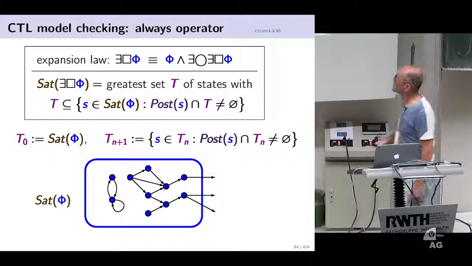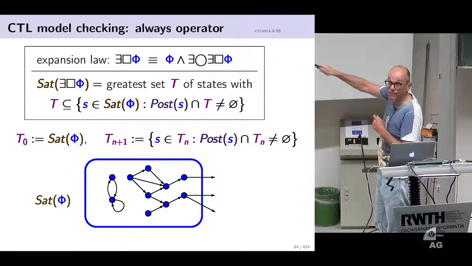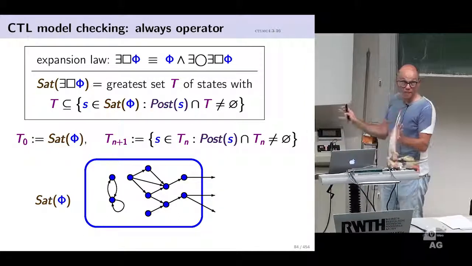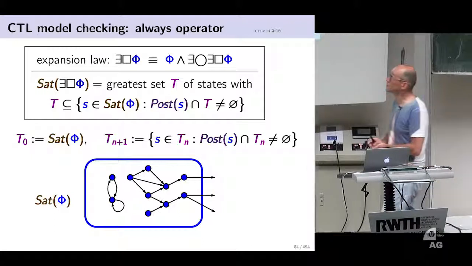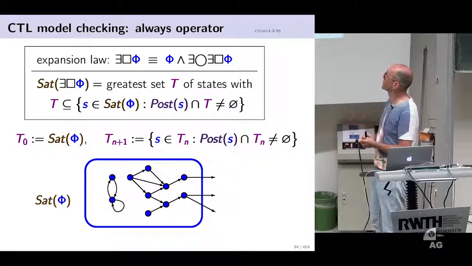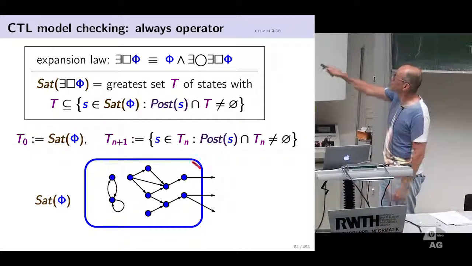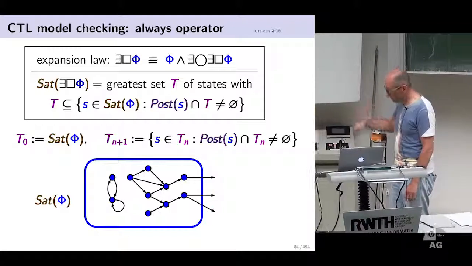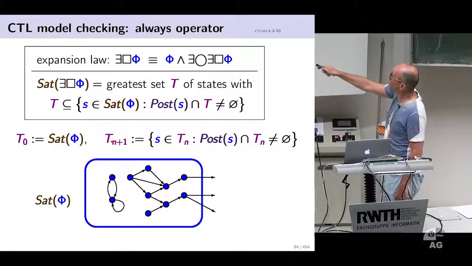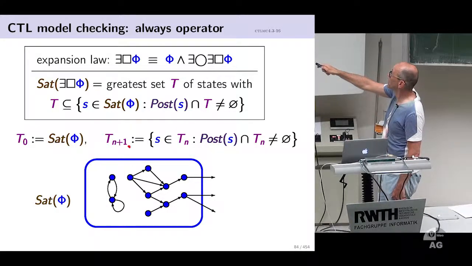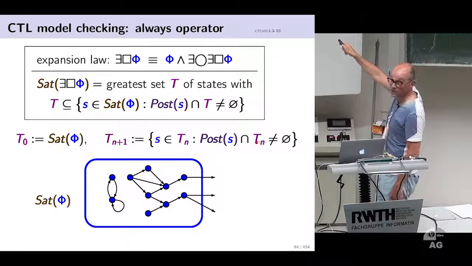Good. So suppose that this is the set of states satisfying phi. This has already been recursively computed, so this is at our disposal. So how are we going to compute the set of states satisfying existentially box phi? The scheme is iterative, starting with the set of states that satisfy phi and iteratively eliminating states. So what is Tn plus 1? The set of states in the n plus first iteration is the set of states in the nth iteration that still have a direct successor in that set.